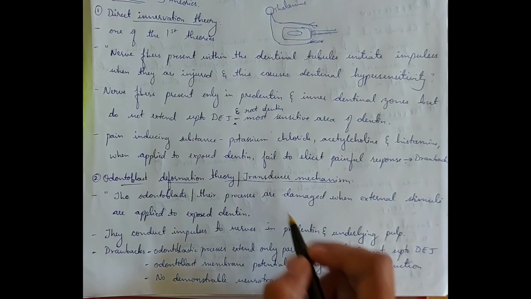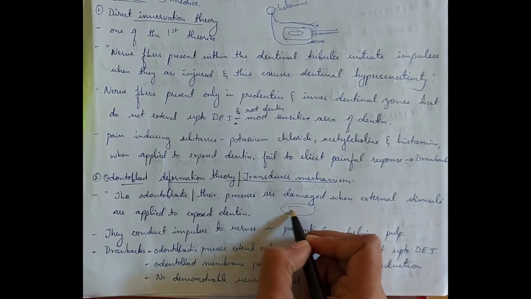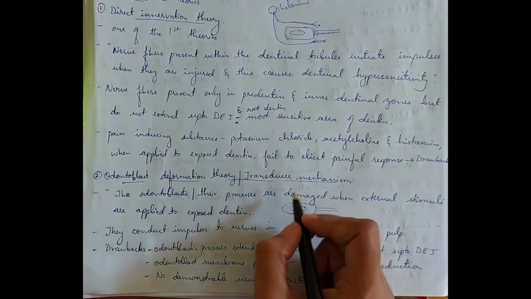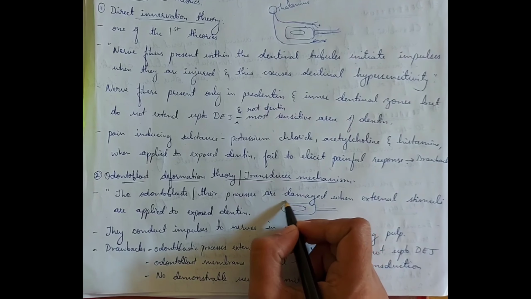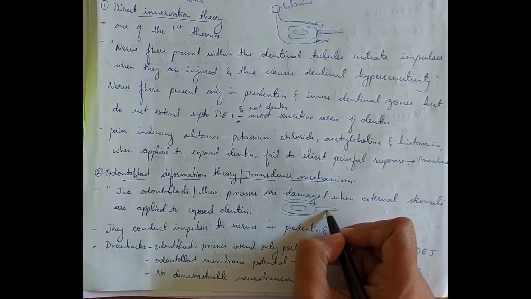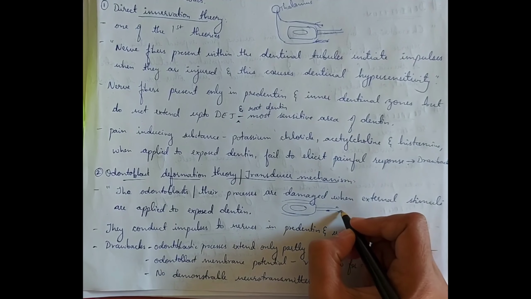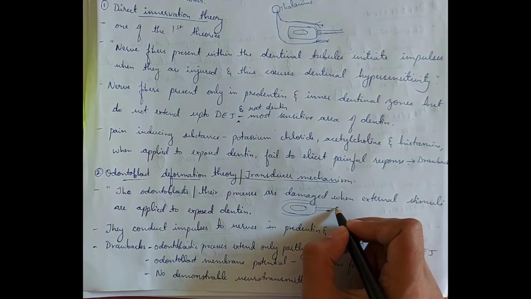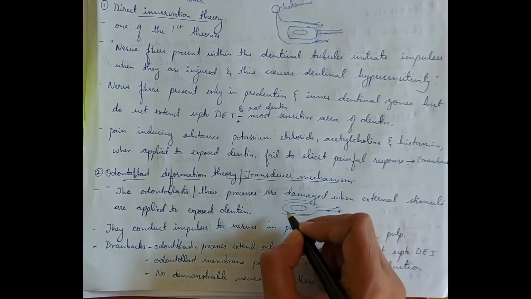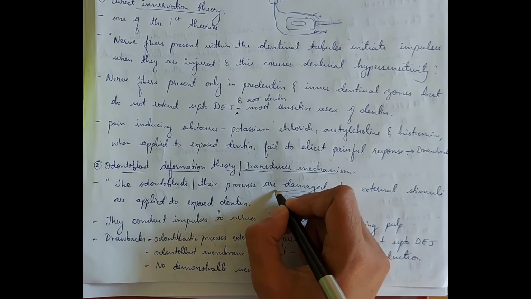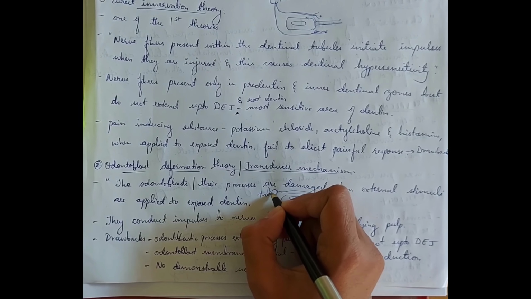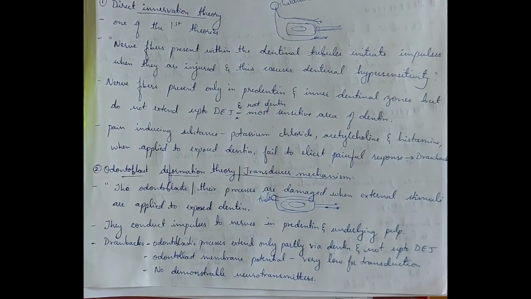Suppose this is the odontoblast again, and here there are nerve endings, but the receptors are present in the odontoblast. Here the odontoblast acts as a receptor, and when there is damage to the dentin, it sends a message to the thalamus again. Then they conduct impulses to nerves in predentin and underlying pulp.